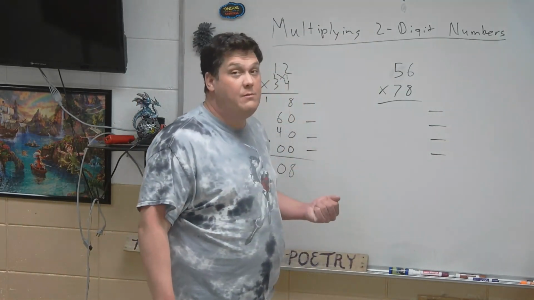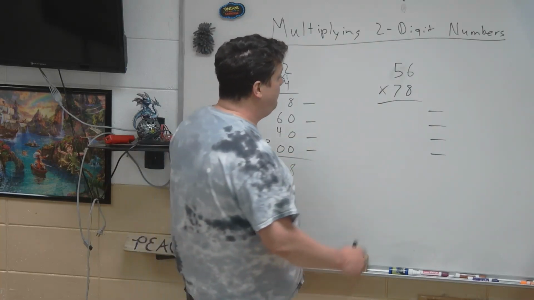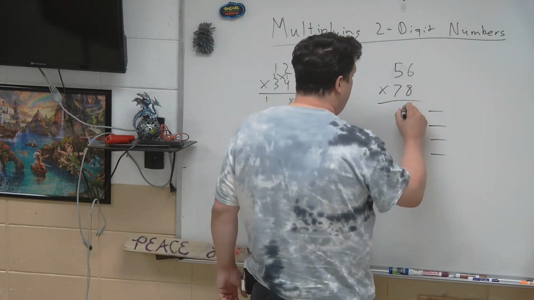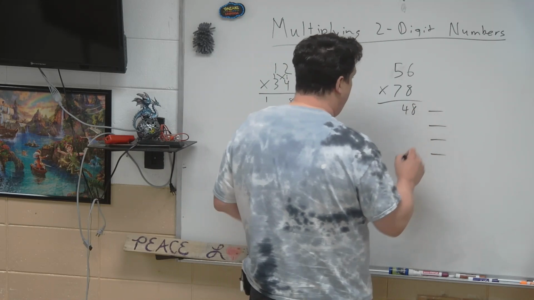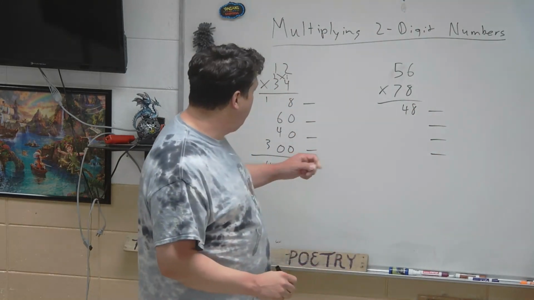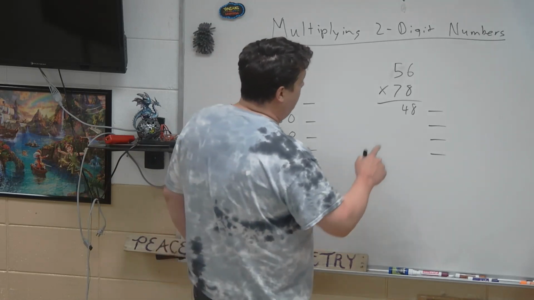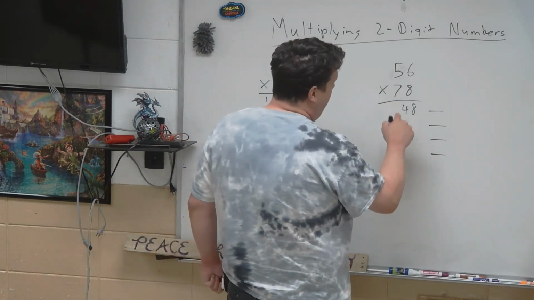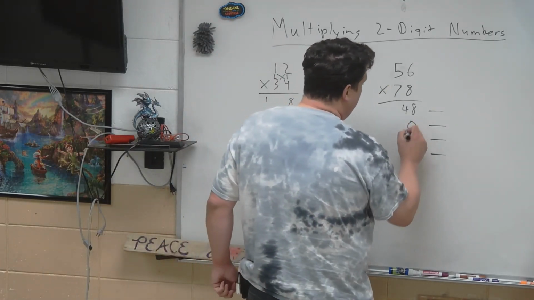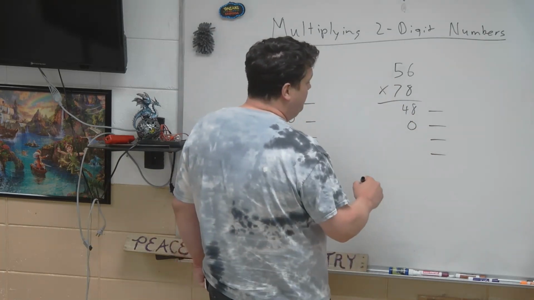We should come up with 4 numbers that we can then add up. 6 times 8 is 48. Actually, really, when I write these, they ought to line up in columns. So I got a little sloppy. 6 times 8 is 48. We're doing 50 times 8 here, so we put a 0 in that place. 5 times 8 is 40.